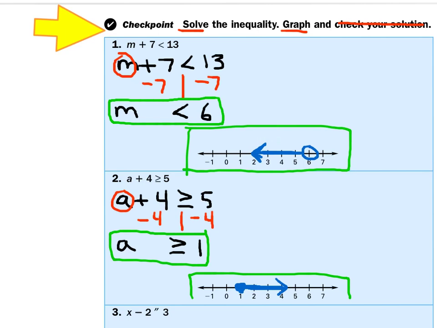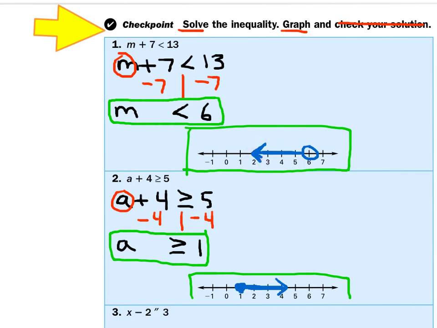And so I did this time just use their number line because they gave me enough space. So M is less than 6. It can never equal 6. So I put that open dot, that force field around the 6, and then look at how my symbol is pointing. It's pointing to the left. So it's telling me shade to the left. Shade to the left. So I shade to the left and put my blue arrow.